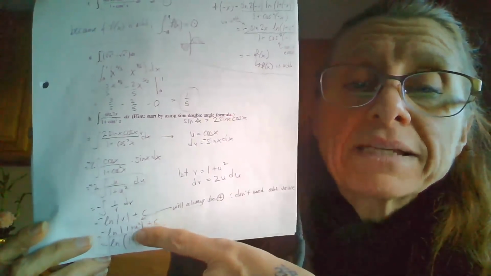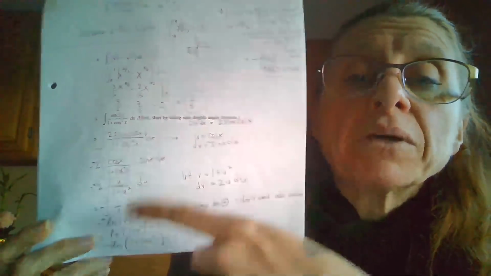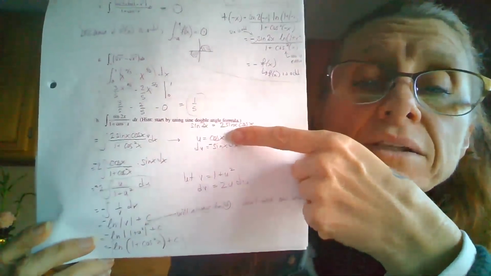All right. And then last step, I plugged in for u. I plugged back in cosine of x. All right. I'm scrolling down to see if you had any follow-up questions about that.